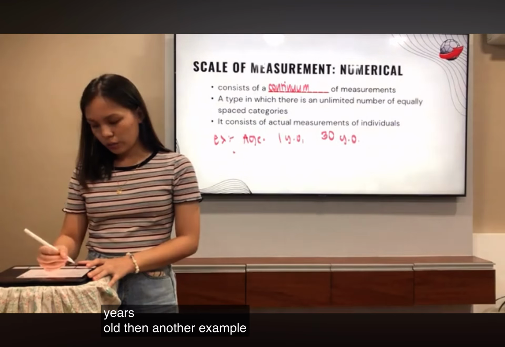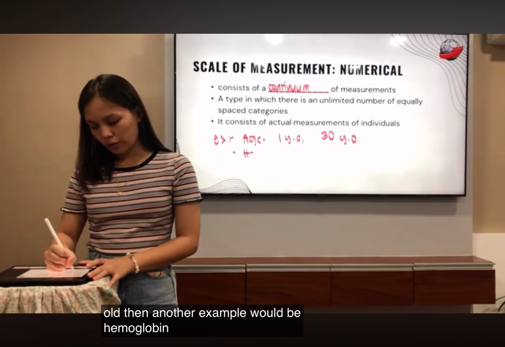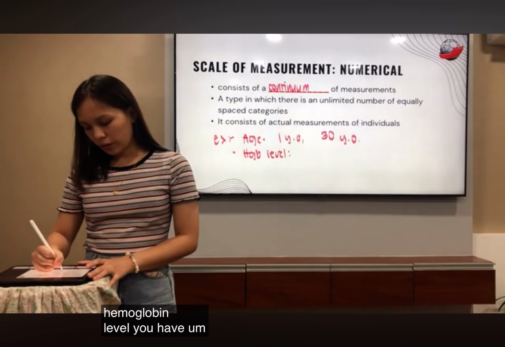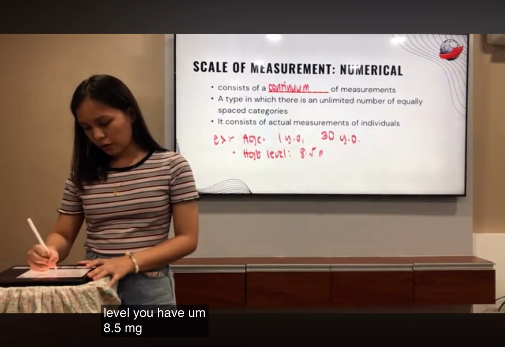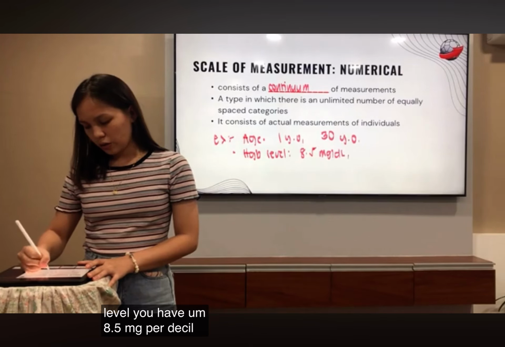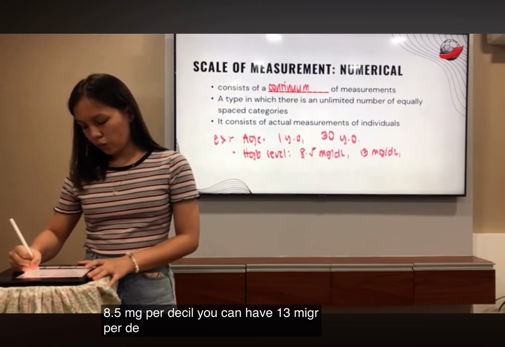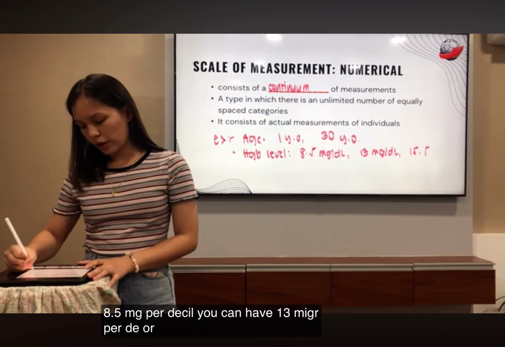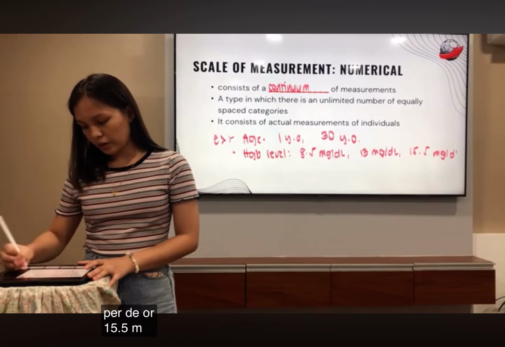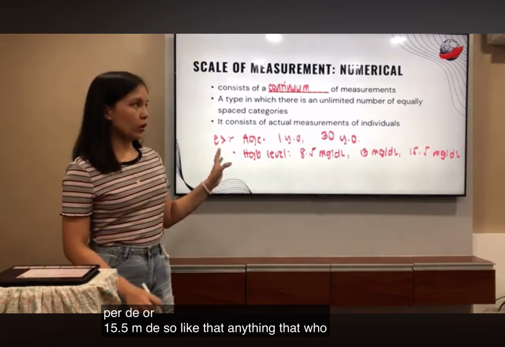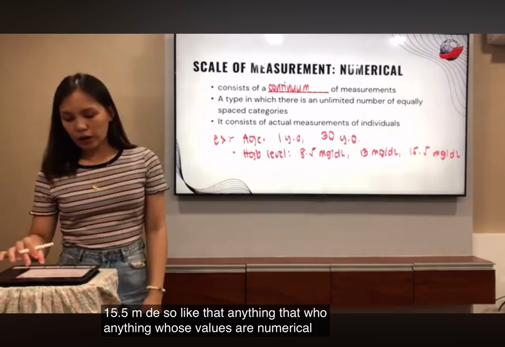Then another example would be hemoglobin level. You have 8.5 milligrams per deciliter. You can have 13 milligrams per deciliter or 15.5 milligrams per deciliter. So like that. Anything whose values are in numerical form.